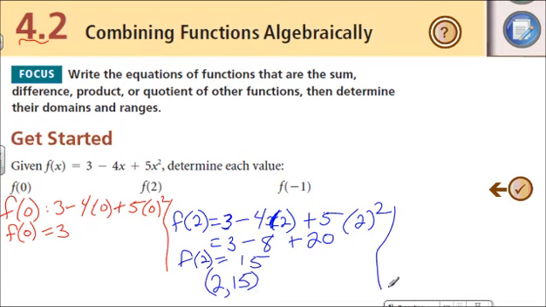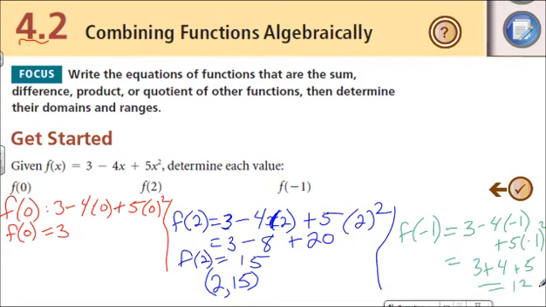And last one, f at -1, plugging in that -1, same thing, working it through: 3 minus 4 times -1 plus 5 times -1 squared. Working that one through, we've got now 3 plus 4, and that will be positive, so plus 5, which, bring it together, is 12.